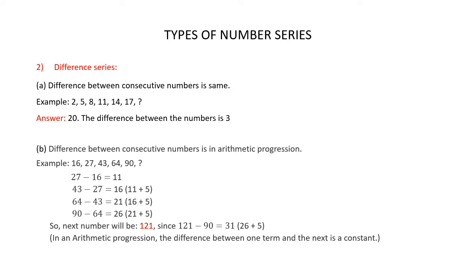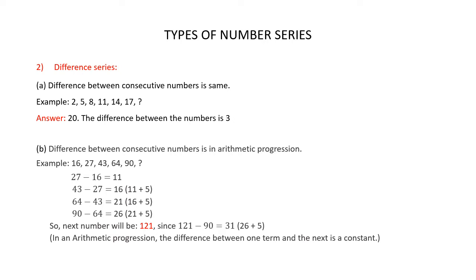Let's understand this with an example. 2, 5, 8, 11, 14, 17, question mark. Here the difference between the numbers is 3. 5 minus 2 is 3. 8 minus 5 is 3. 11 minus 8 is 3. 14 minus 11 is 3. 17 minus 14 is 3.